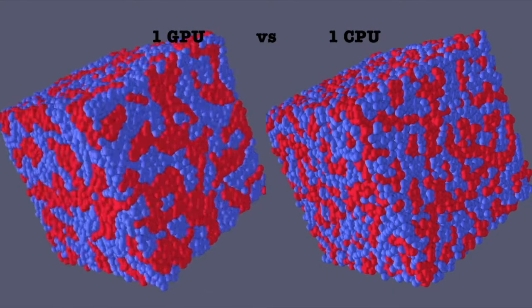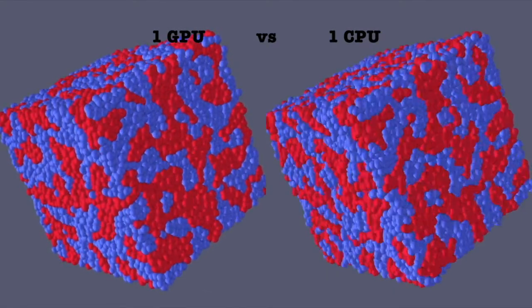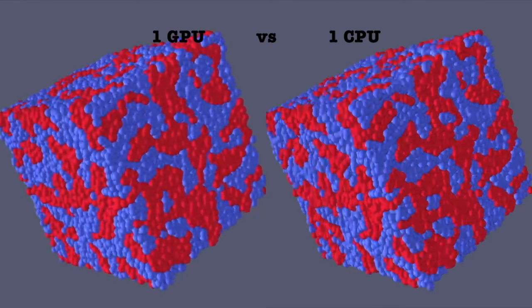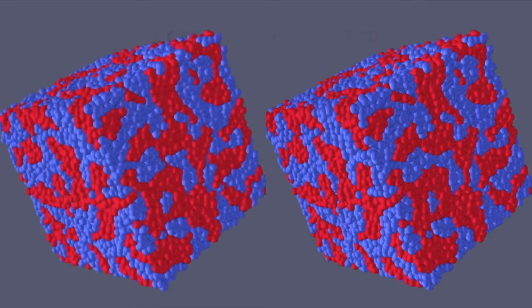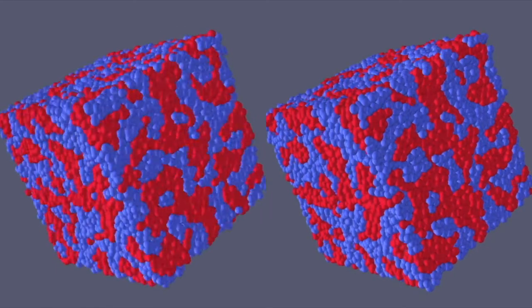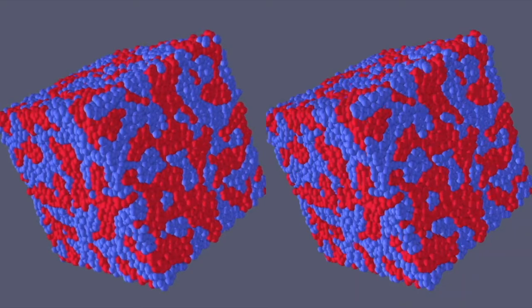For example, we can try and render the real-time execution of a phase separation experiment. From the slow motion animation, we understand the potential of a GPU, which can repeat the experiment 5 times while the CPU terminates one execution.